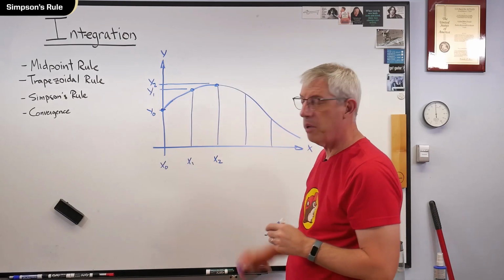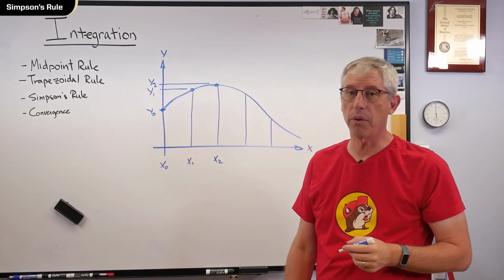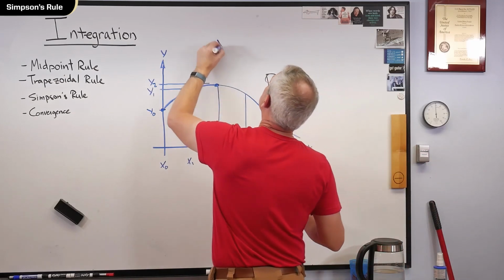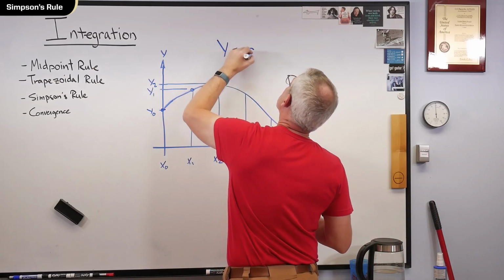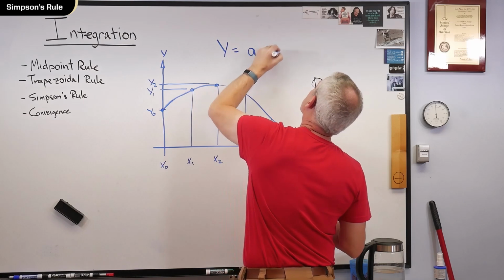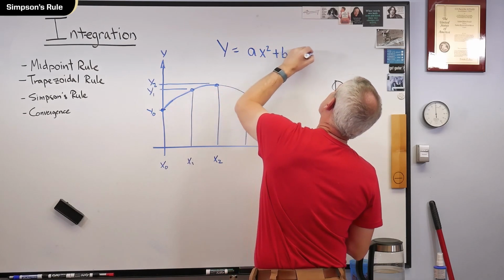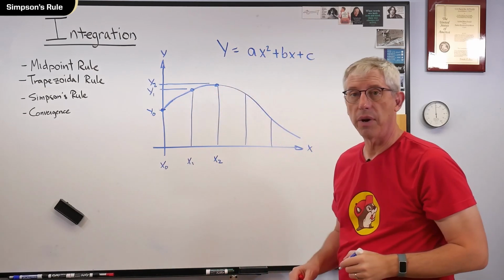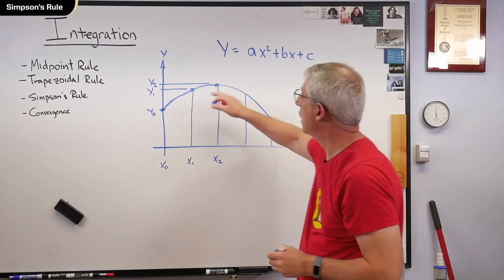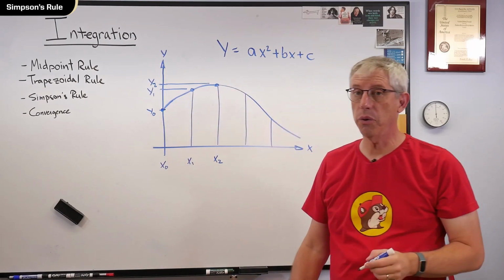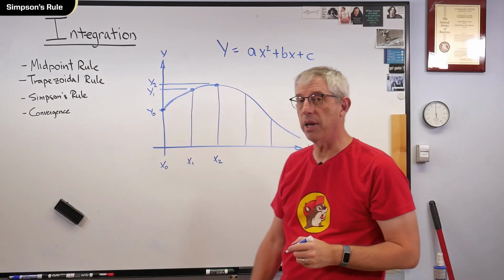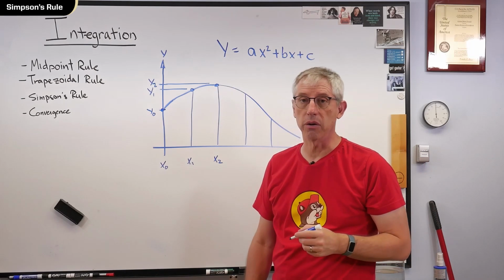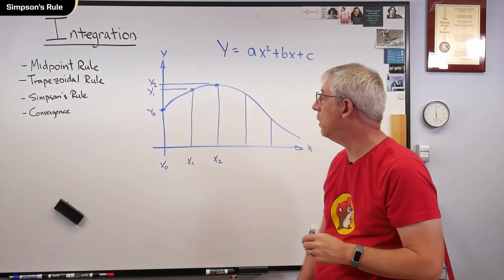Well, if I have 3 points, that's enough to define a parabola, isn't it? Because remember, a parabola is ax squared plus bx plus c. If I knew what a, b, and c were, I would be able to fit a parabola through that. Well, integrating a parabola is dirt simple. You can do it symbolically, so you only have to do it once.